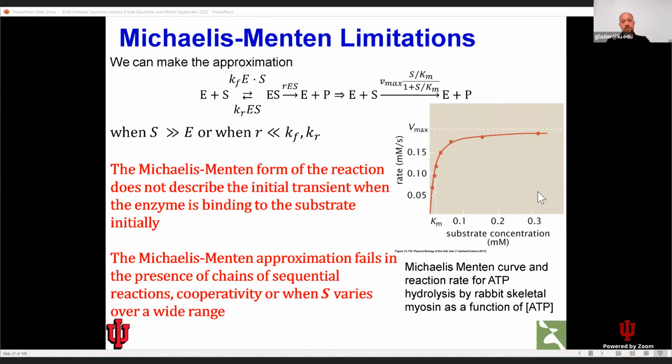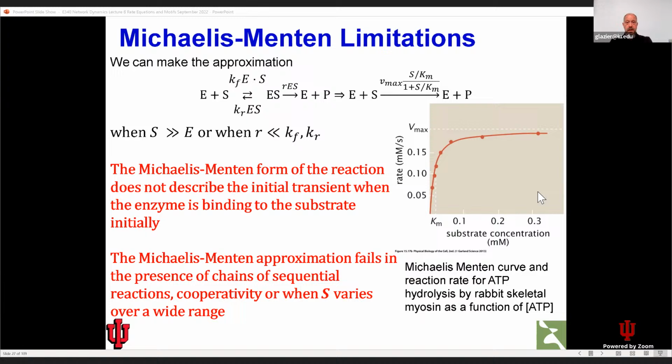Okay. So we made an approximation to get this function. And that approximation was to say that we have enough S that the amount of ES is roughly independent of time. Now, if we start out with no ES in our system and start mixing things together, that's clearly not true, because initially E and S combine, so the forward reaction will be fast. And so things are not going to be in a quasi-steady state early in our reaction. And if I wait long enough, I'm going to run out of S. And so then I'll see the amount of S decrease, the amount of ES will decrease, eventually the reaction will stop. So if I wait a very long time, it's also not true.